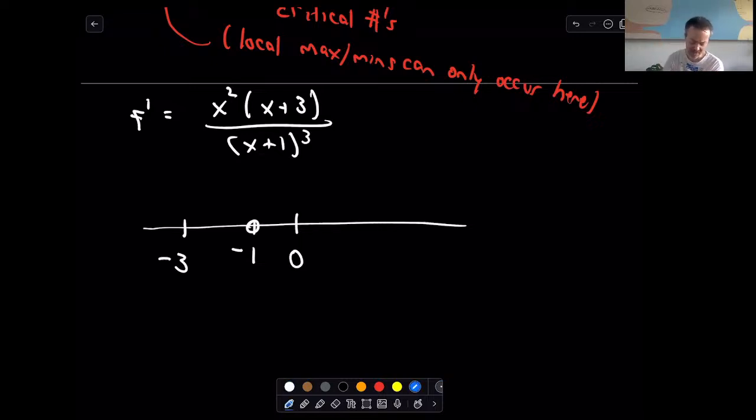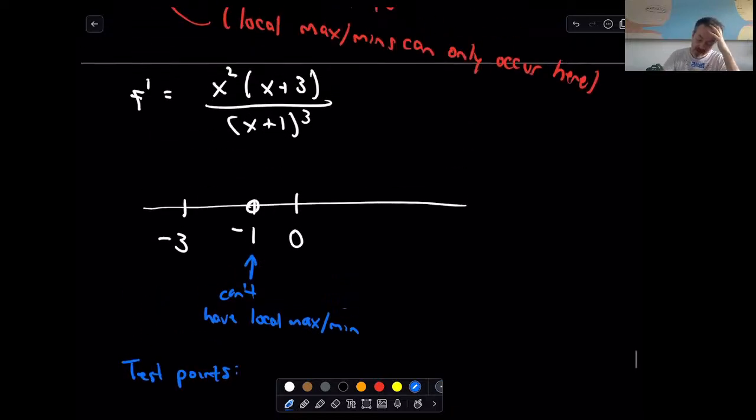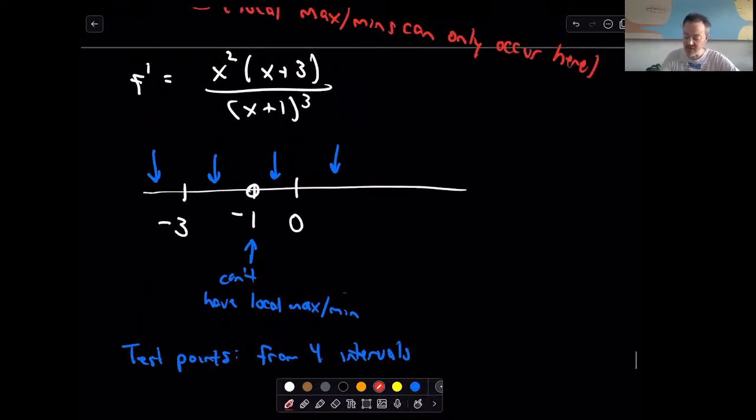And I'm even going to put a little open circle there to kind of remind myself that it's undefined there. So at -1, you can't have a local max or min there. Even if the function goes from increasing to decreasing or something, you couldn't have a local maximum because there's no point there, it's undefined. At this point, you just have to do a lot of test points, and I'm not going to do all of these because it's too long and it's very tedious. So you've got, let's see, 1, 2, 3, you've got 4 intervals. You've got to test points from, in this case, 4 intervals.